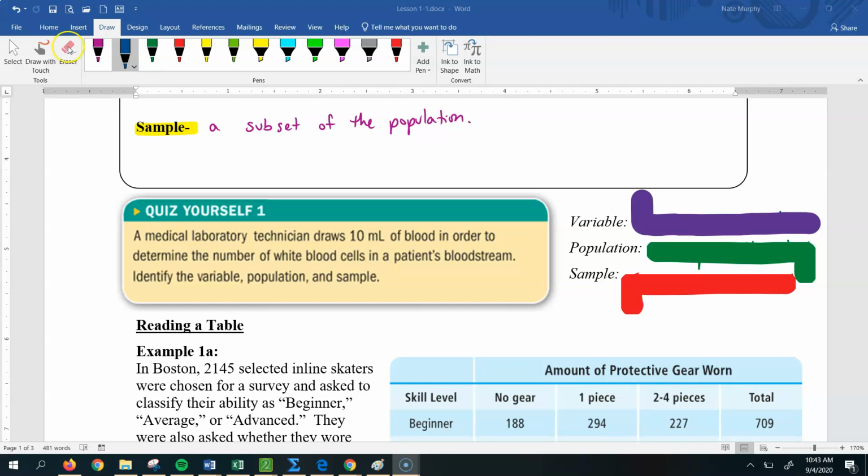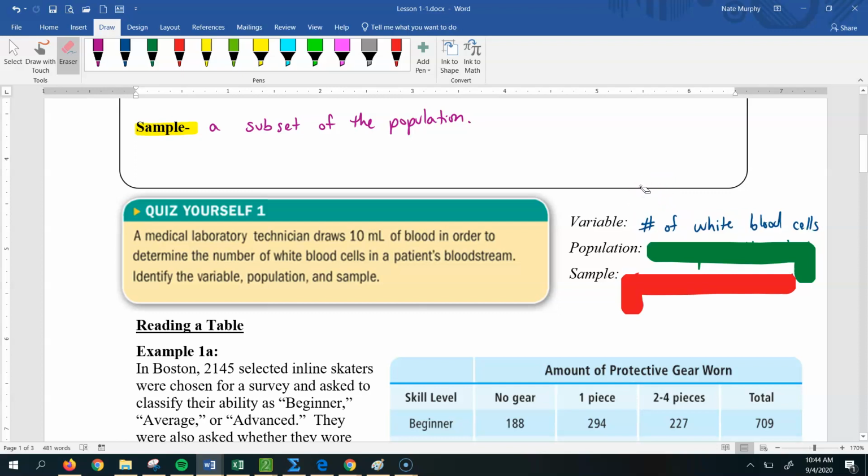All right, let's look at the variable. So did you identify the variable in this situation? The variable in this situation is the number of white blood cells. That is what we are studying.